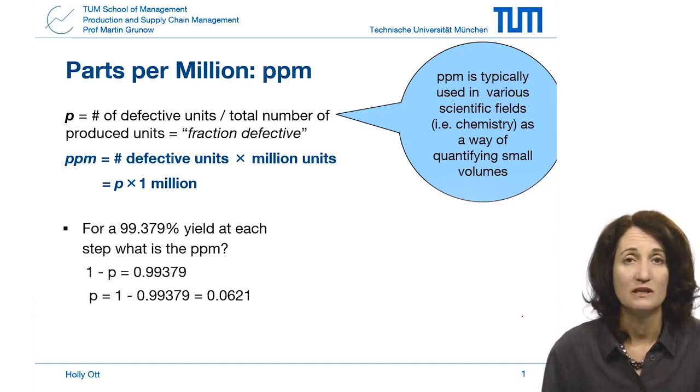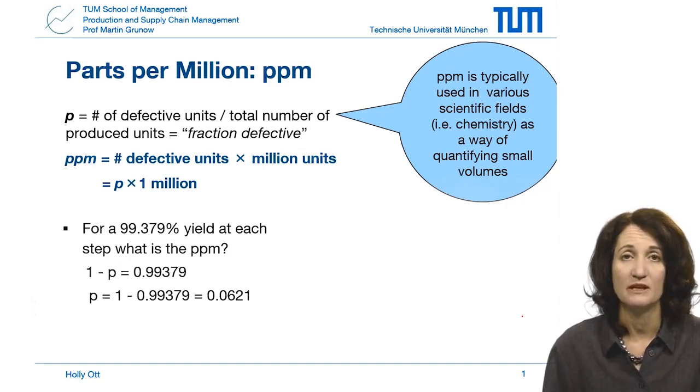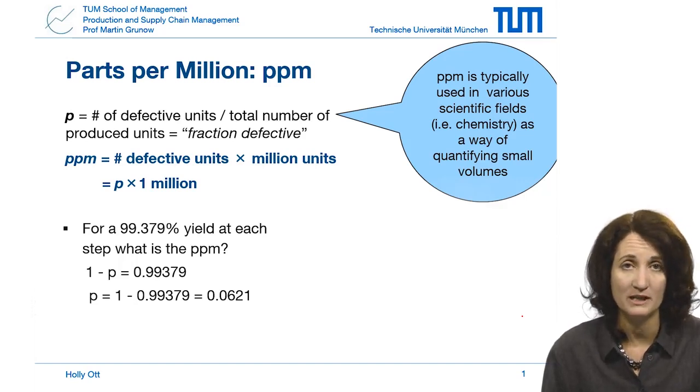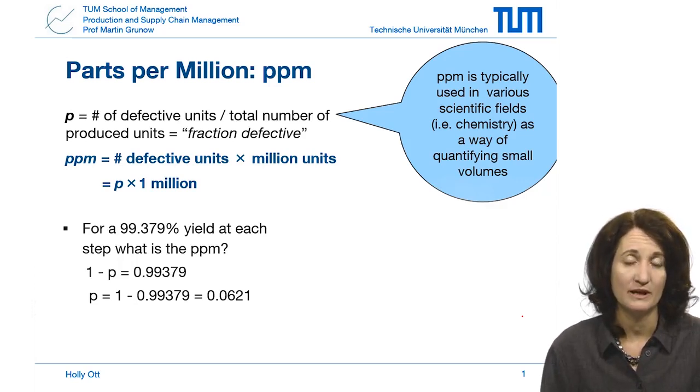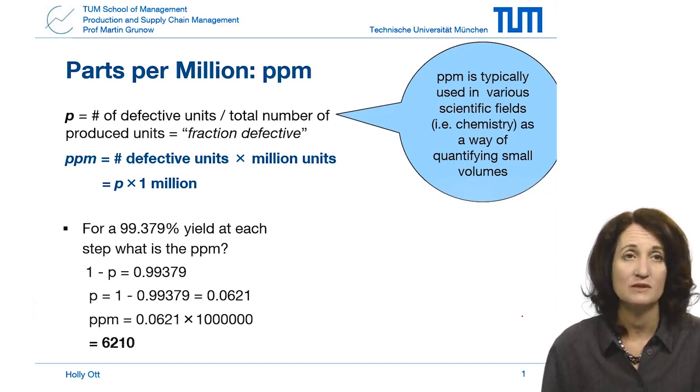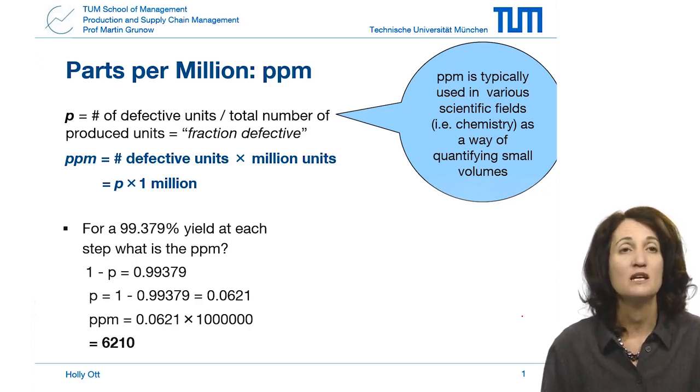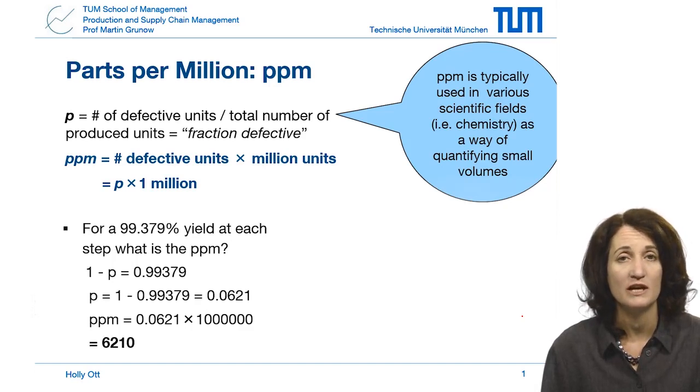Well, the yield at each step is going to be 0.99379, which is equal to our 1 minus P. Then P is going to be equal to 1 minus 0.99379, or 0.00621. So the parts per million, as we said, we take that fraction defective, P, times a million, and we end up with 6,210 parts per million defective.